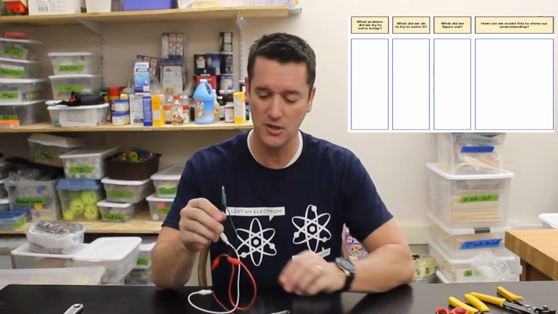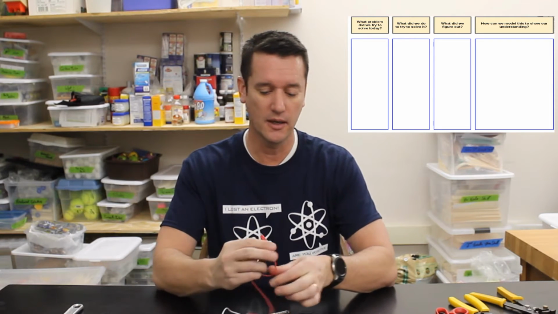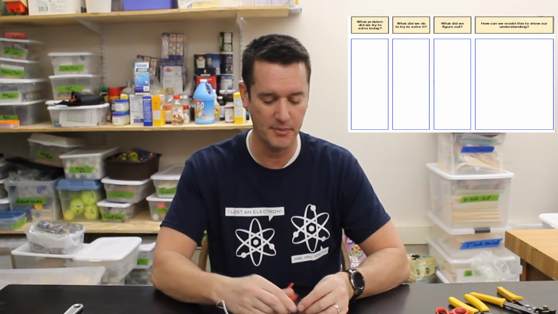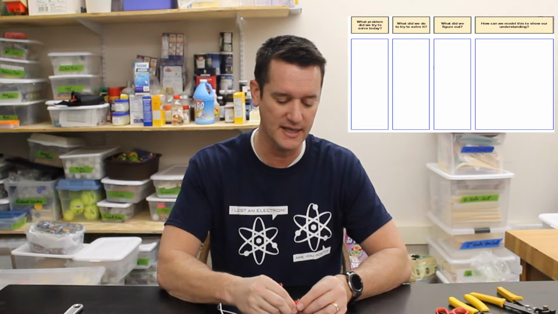So the first question in there is, what was the problem or the question that we're trying to solve today? Today's question revolved around how do you make the light bulb light? And what do you need to know and do in order to make a light bulb light up? That's the big question, and that's what you would put in that first column of your model tracker.